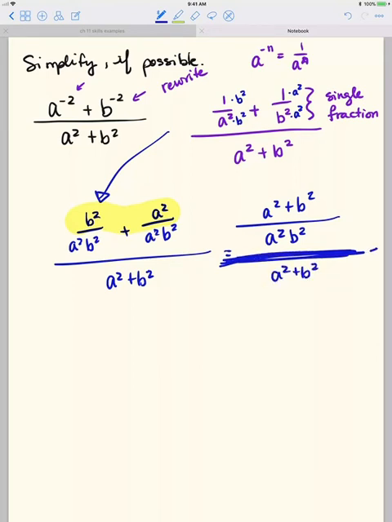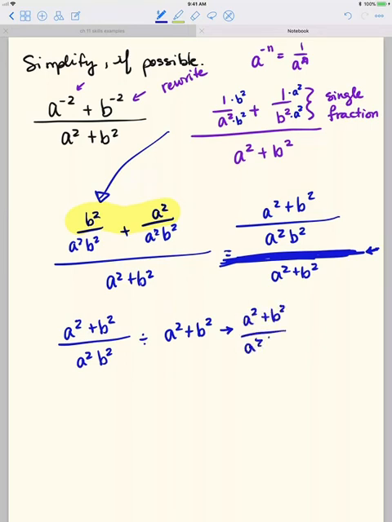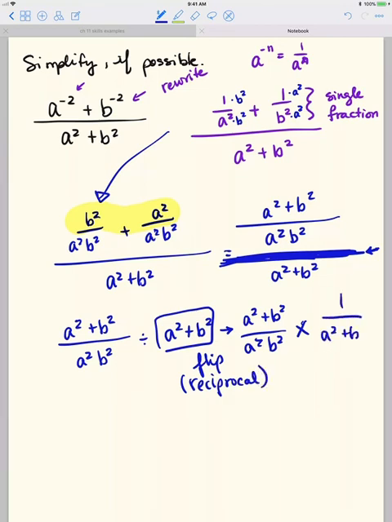So now I'm going to take this big division bar that I made excessively thick because I want to take the a squared plus b squared over a squared b squared and think of it with a division of the a squared plus b squared, so that in turn I can take my first fraction and make the division multiplication, and then take this a squared plus b squared and flip it or invert it, do the reciprocal, whatever your favorite word is, and it would be 1 over a squared plus b squared.